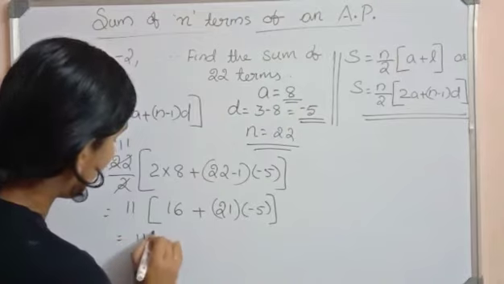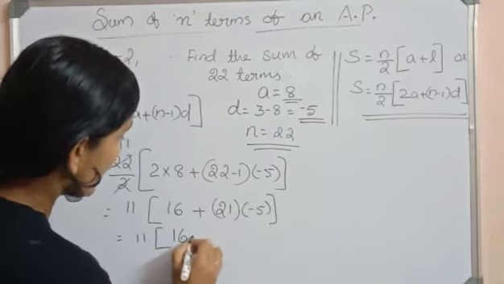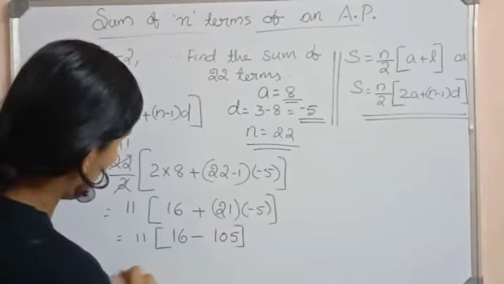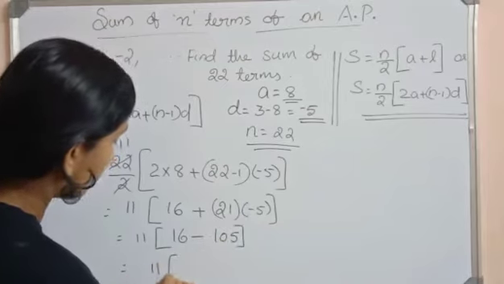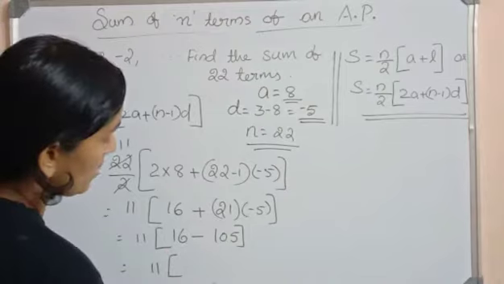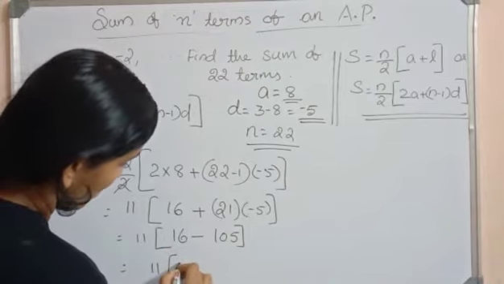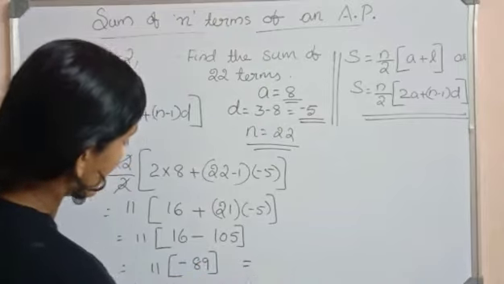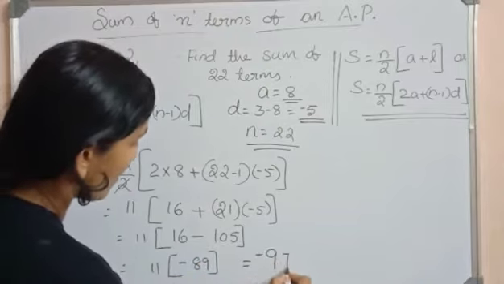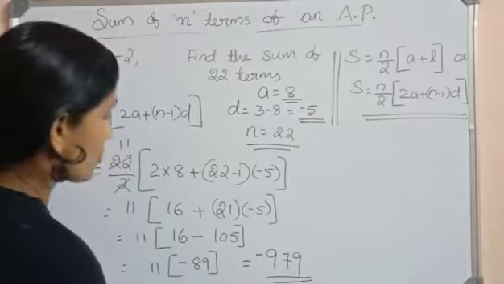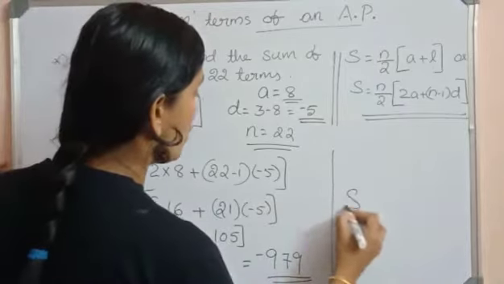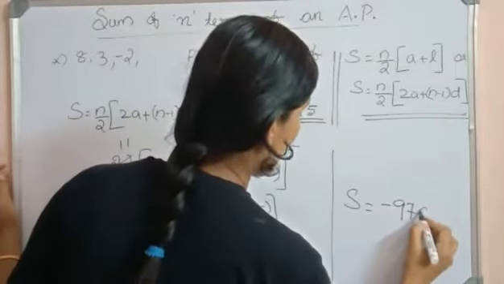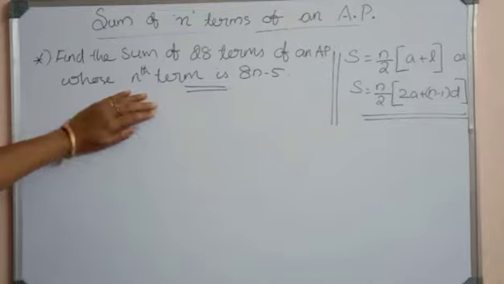That is equal to 11 into (16 minus 21 into 5, which is 105). That is equal to 11 into (16 minus 105), which is 11 into minus 89, and that is minus 979. So this is the sum of 22 terms of the given AP, minus 979. Look at the next question.